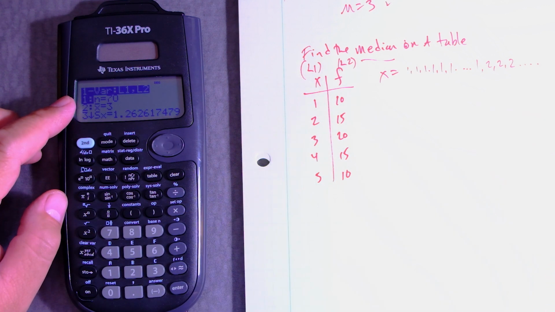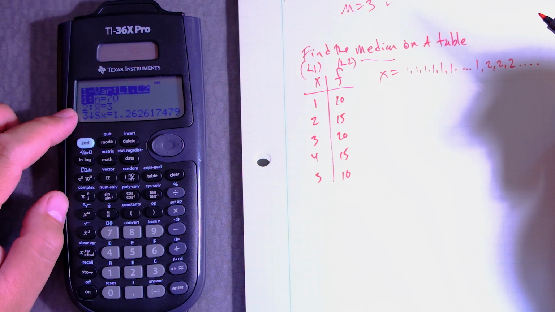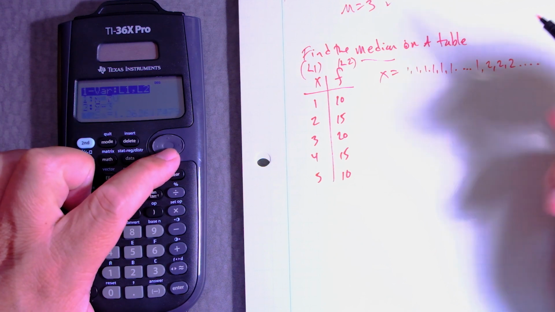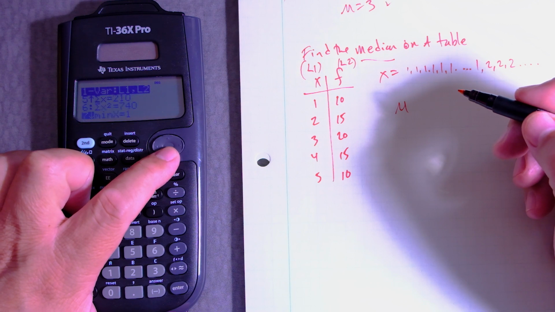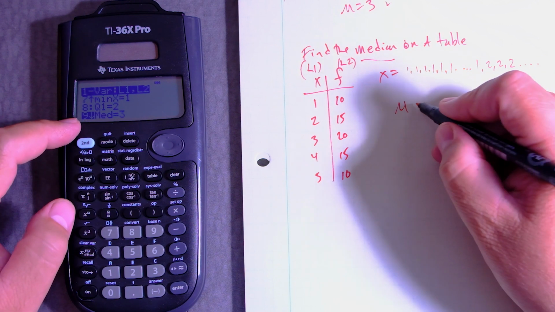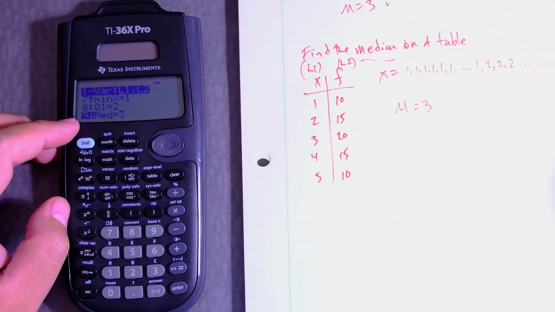And then you can see N is there in the mean, but we want the median. And the median will be 3. Okay? And that kind of makes sense as well.